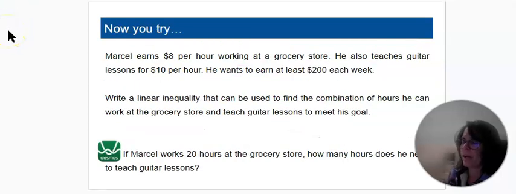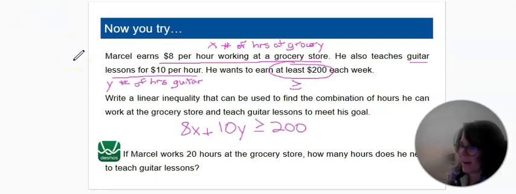Okay, here's one I want you to try. Pause the video, underline all of the important parts, and look back and see how we did it on the other examples. Set up a linear inequality and then come back to the recording and we'll go ahead and go over it. Okay, how did you do? Did you label everything like I showed you?